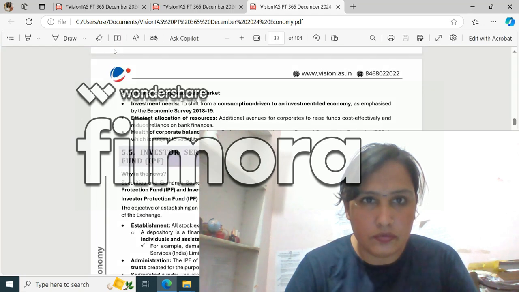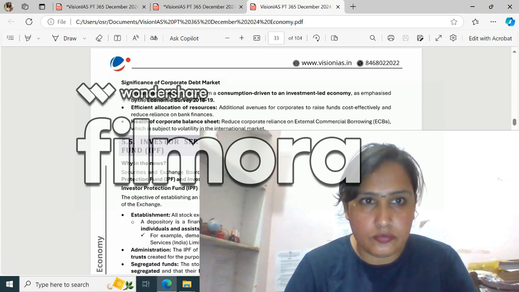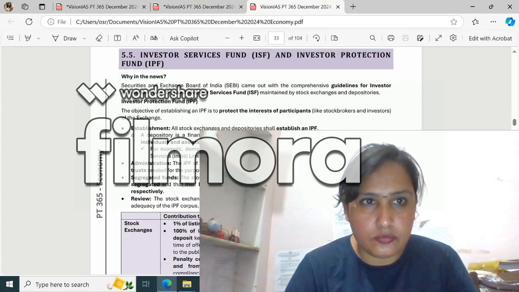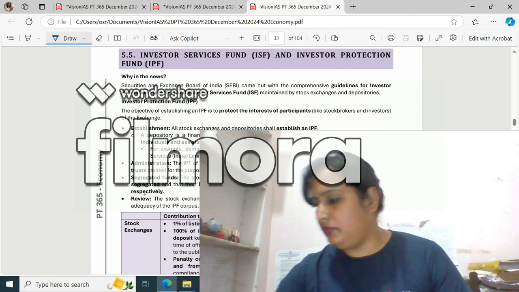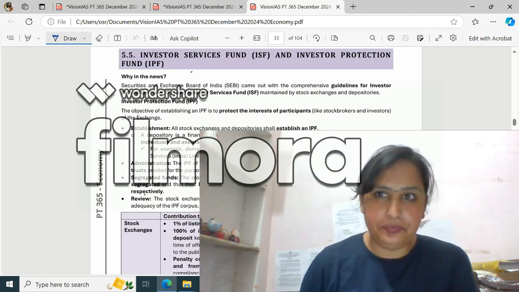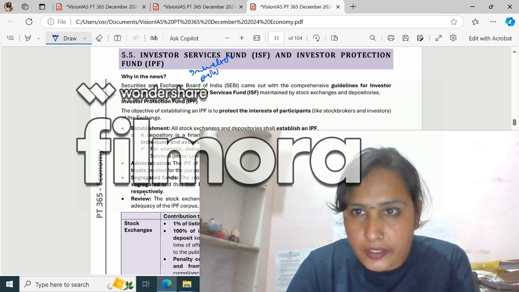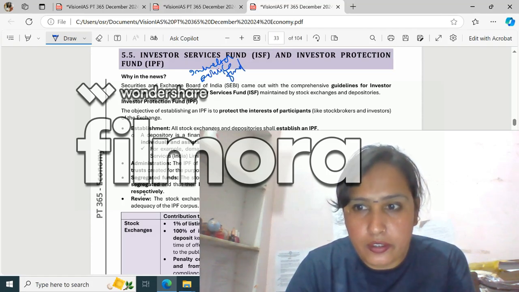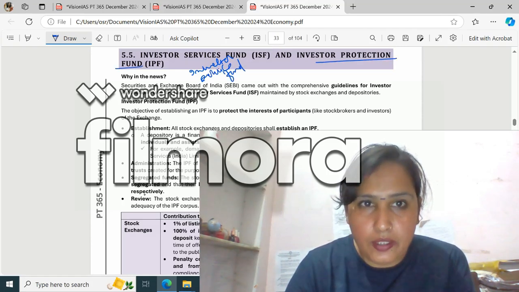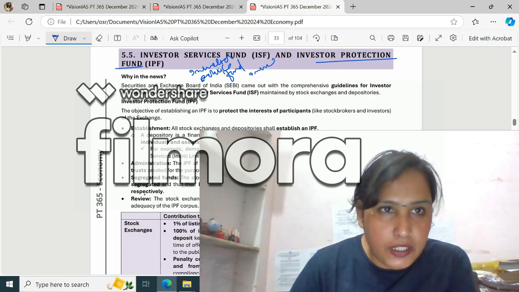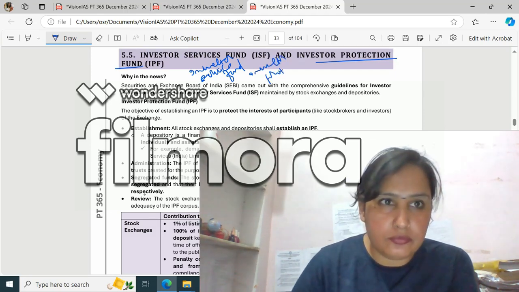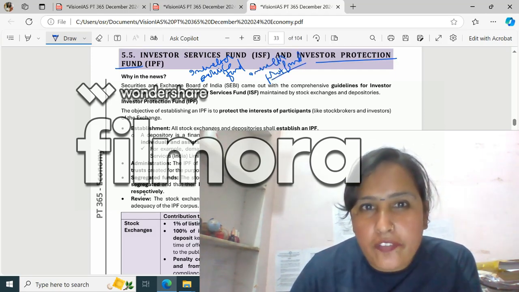So last time I discussed FDI, FPI, and SEBI, and this time I'm discussing the Investor Service Fund. So what is the Investor Service Fund and the Investor Protection Fund? Service Fund and Protection Fund.